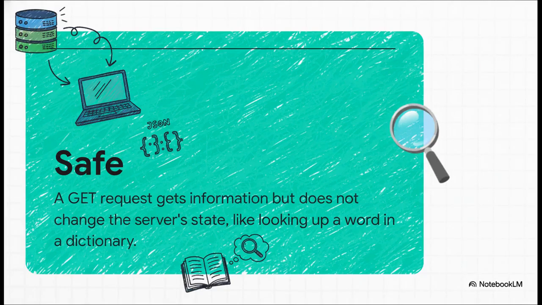First up, safe. Now, this is a crucial guarantee for any developer. Making a GET request is a lot like looking up a word in a dictionary. You get the information you need, but the dictionary itself stays completely unchanged. This means you can fetch data without any fear of accidentally changing or deleting something important on the server.